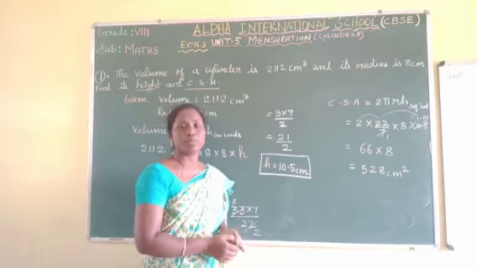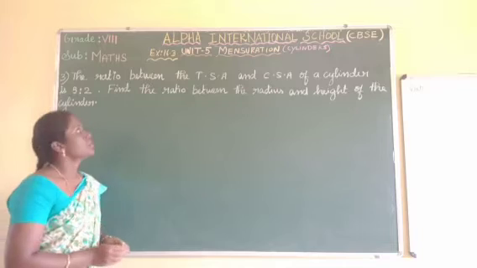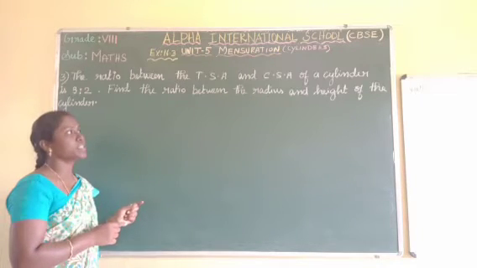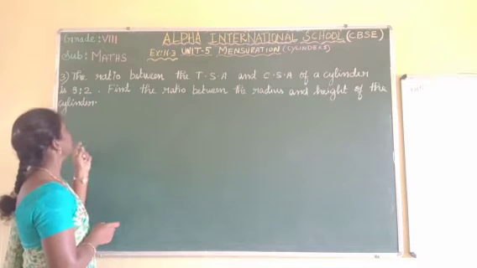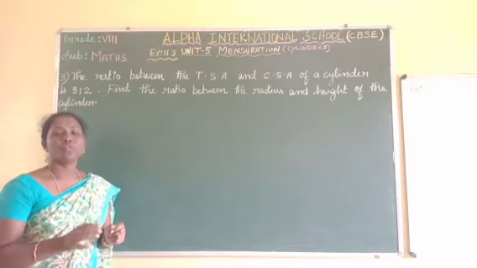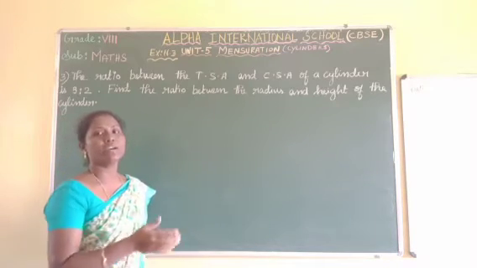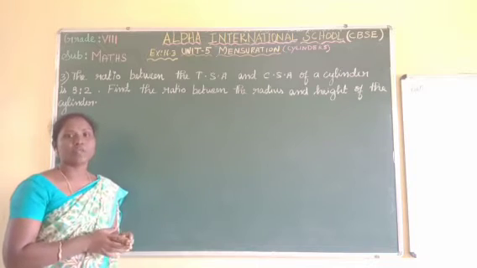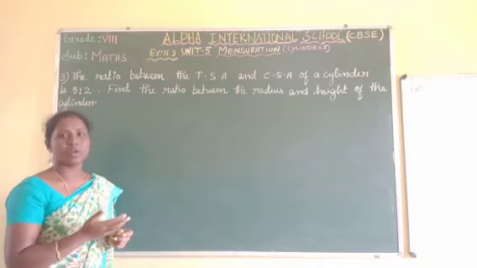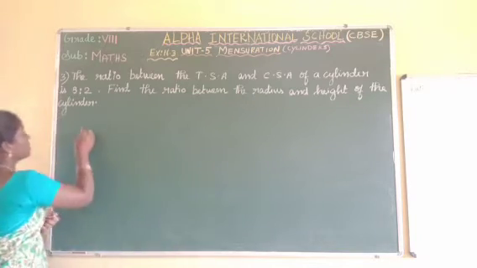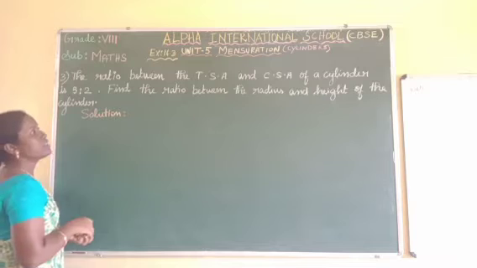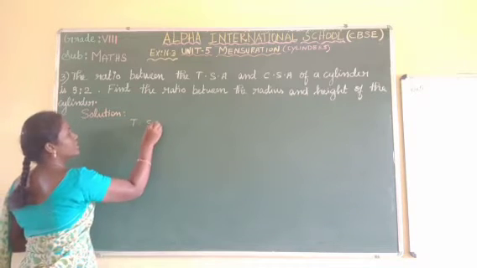Okay, so we'll solve the next problem now. Now see the next problem, children. The ratio between the TSA and CSA, that is total surface area and curved surface area of the cylinder, is 3:2. Find the ratio between the radius and height of the cylinder. For a cylinder, they gave the ratio between the total surface area and curved surface area. Using this, we have to find the ratio between their radius and height. Okay, so let us see how to solve it. Now what is given? The ratio between the total surface area.